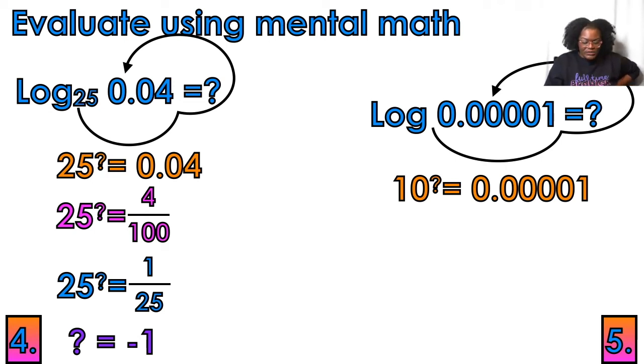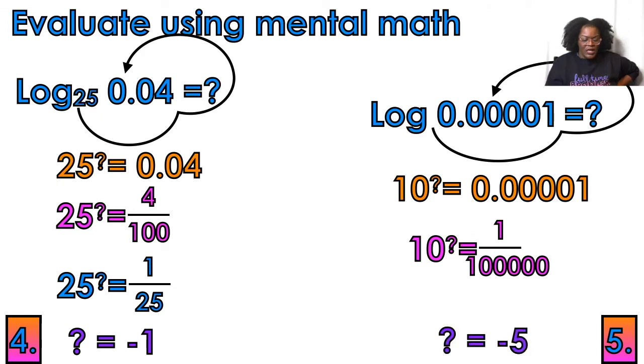So I'm going to have 1 over 10,000. Ooh, look at me. And then what's that going to be? What does the exponent have to be for the 10 for me to be able to get 10,000 at the bottom? Well, 10 to the fifth power is 10,000. And then it's at the bottom, so I gotta move it to the top. Hey, look at me.